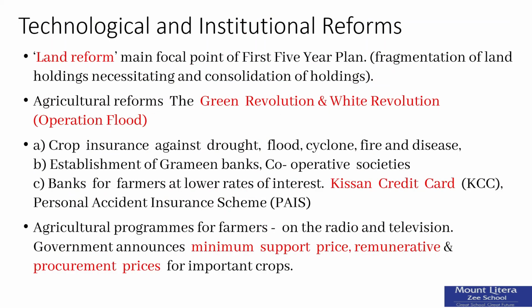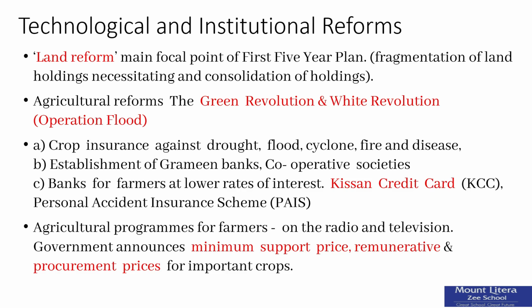The next topic is technological and institutional reforms. The Government of India embarked upon introducing agricultural reforms to improve Indian agriculture in the 1960s and 1970s. The Green Revolution, based on the use of packaged technology, and the White Revolution, Operation Flood, were some of the strategies initiated to improve the lot of Indian agriculture.